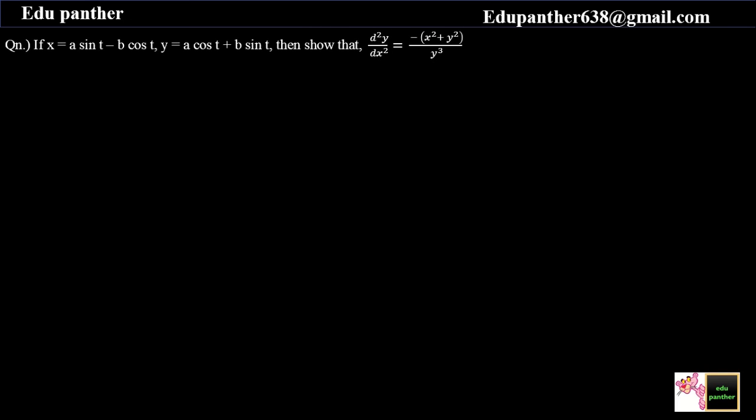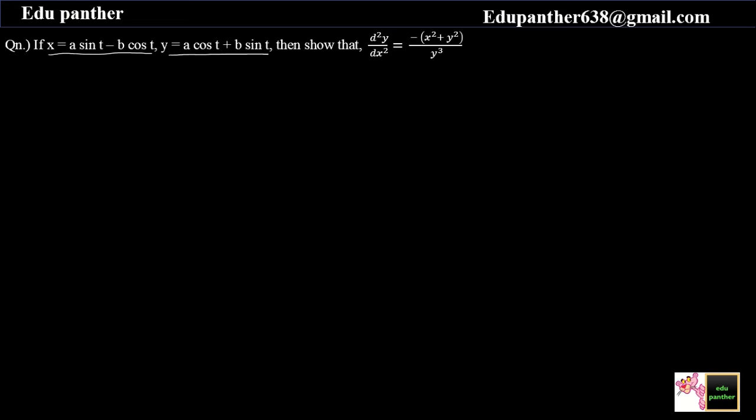Now we'll see one more question on this proving part. So the question is, if x is a sin t minus b cos t, y is a cos t plus b sin t, then we have to prove that its second derivative is equal to minus x square plus y square divided by y cube. So as we can notice here, x is written in terms of t, similarly y is also written in terms of t. So what kind of functions are these? Now comment your answer. Yes, so these are parametric functions because they are represented using another variable.